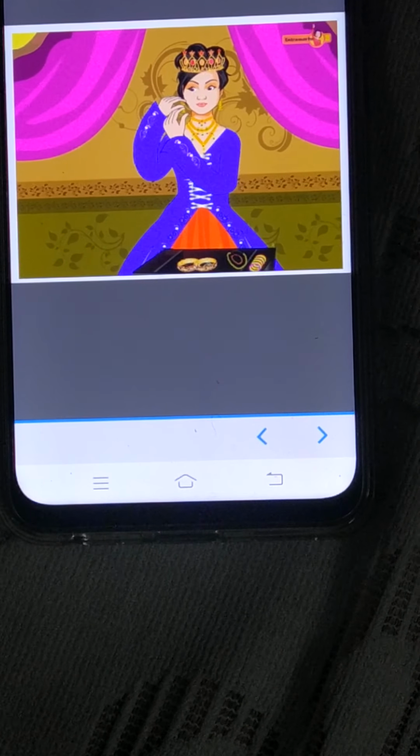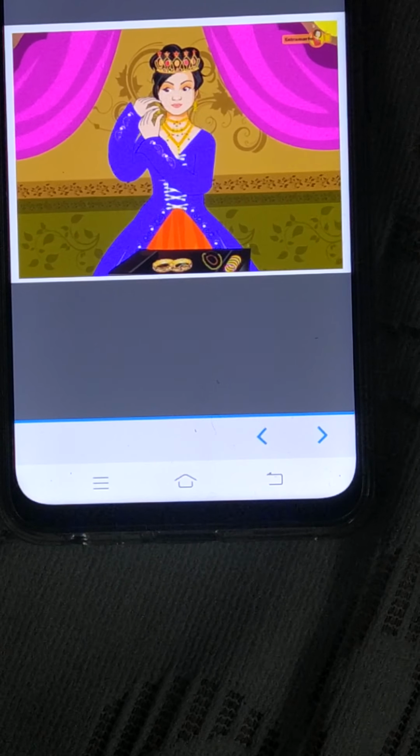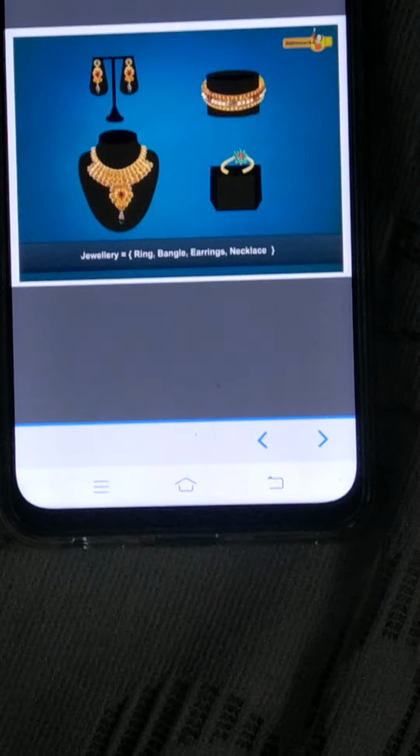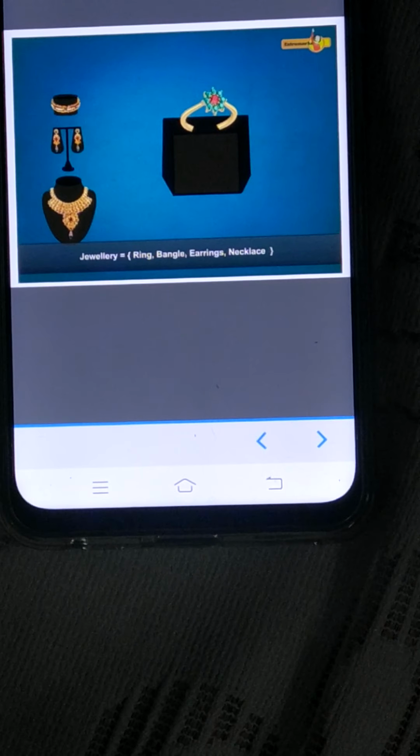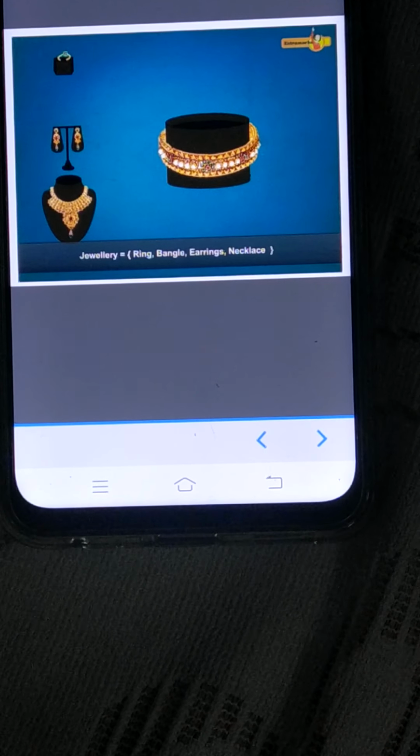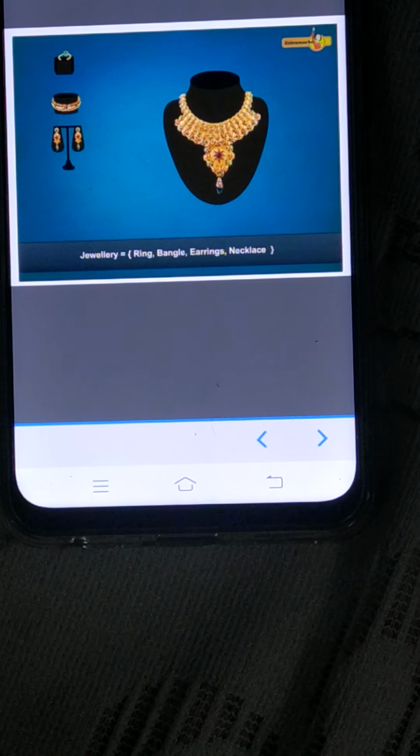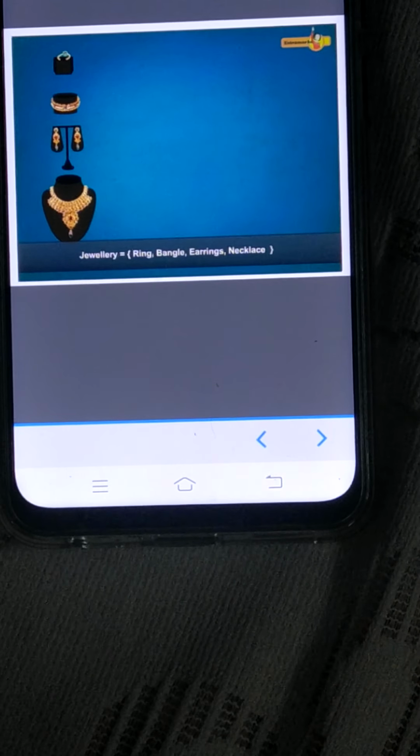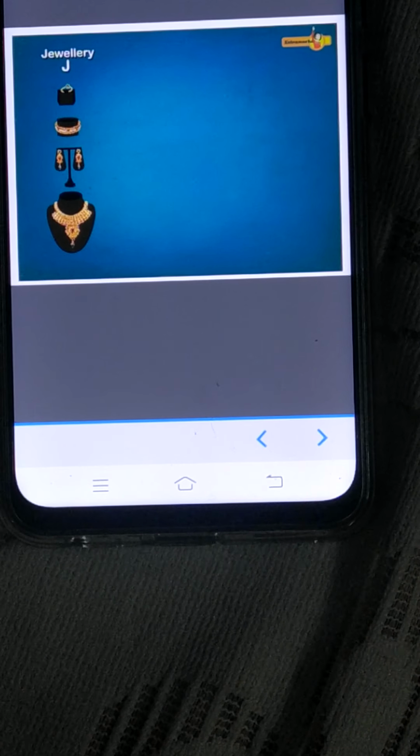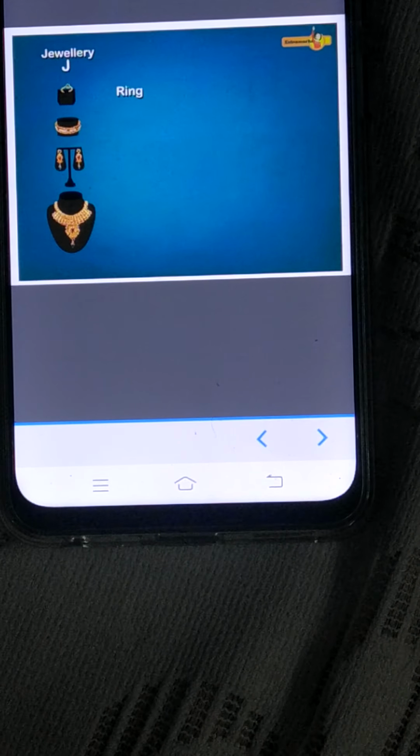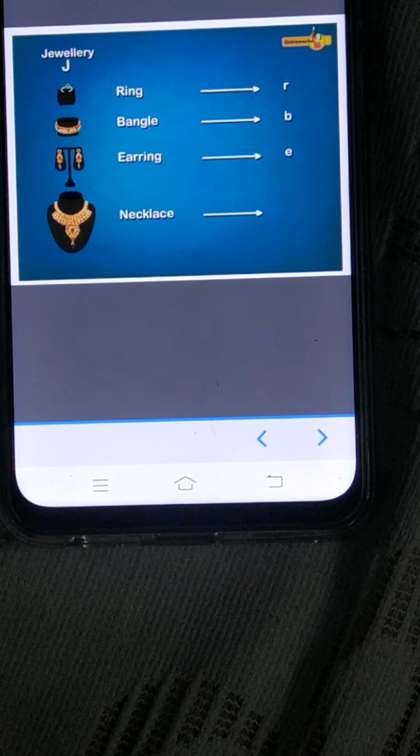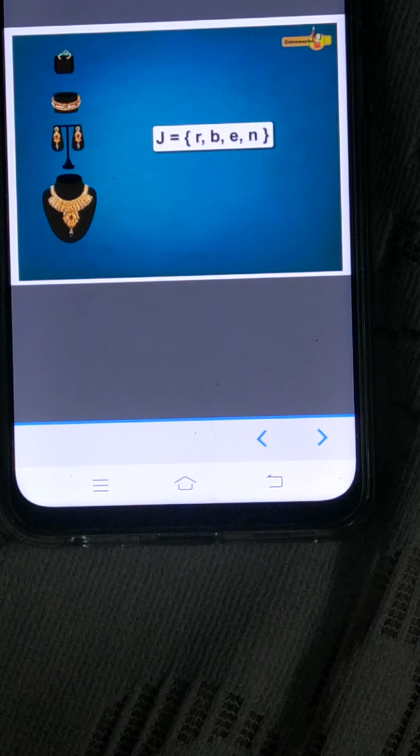Hey, see what the queen is doing. She is removing all her jewelry items and putting them into the jewelry box. Here, the set is the jewelry. The ring, bangle, earring and necklace are the elements of the set jewelry. To represent in short, let us denote set jewelry by capital letter J and its elements, the ring by R, bangle by B, earring by E, necklace by N. Thus, we can represent set jewelry as shown.